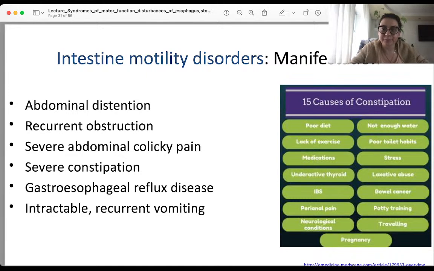It is poor diet, lack of exercise, medications, underactive thyroid, irritable bowel syndrome or IBS. It can be due to perianal pain in different perianal diseases, neurological conditions. When patients don't drink enough water, poor toilet habits, acute or chronic stress, laxative abuse, bowel cancer, potty training and traveling, and of course pregnancy.